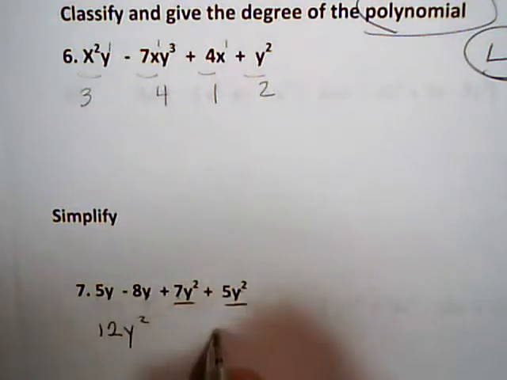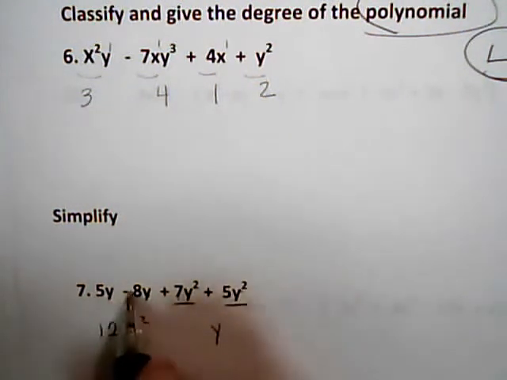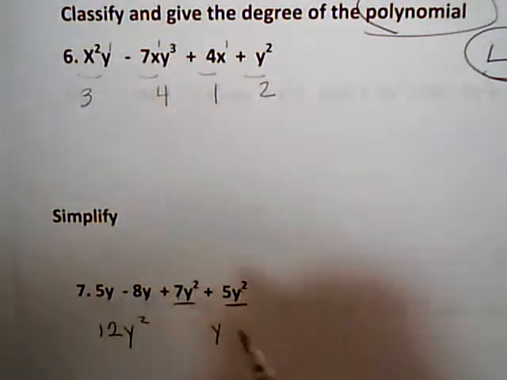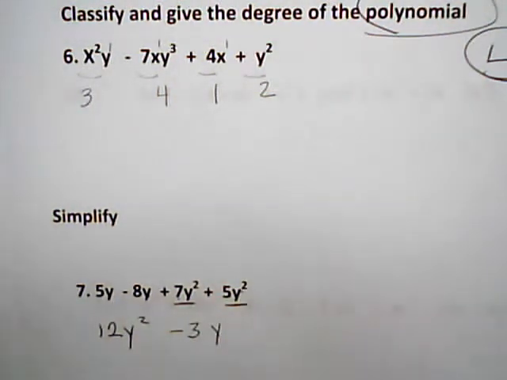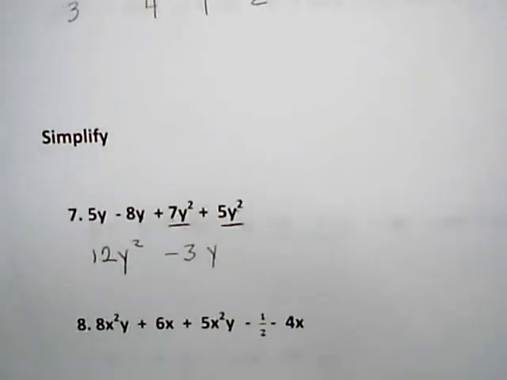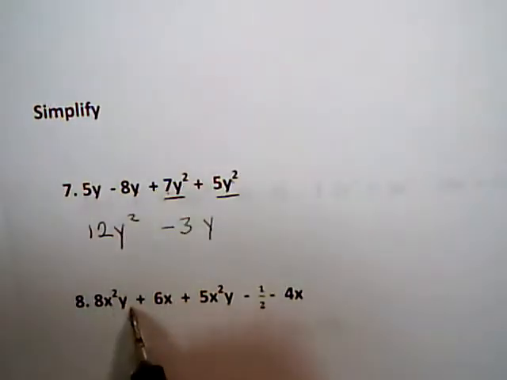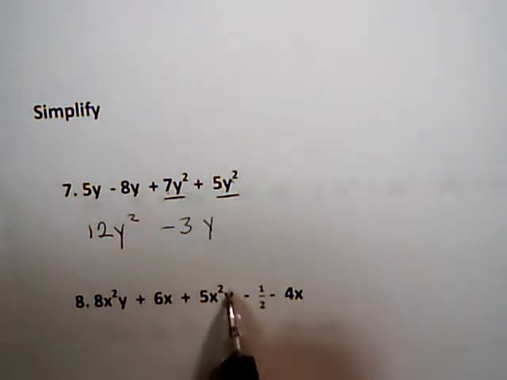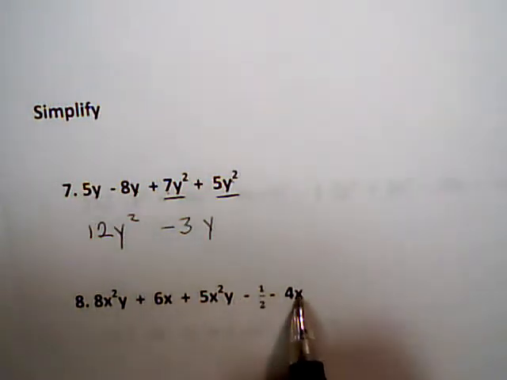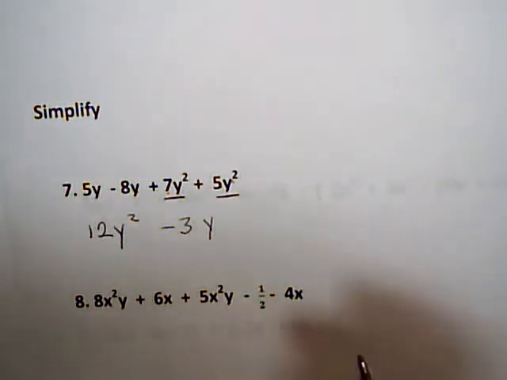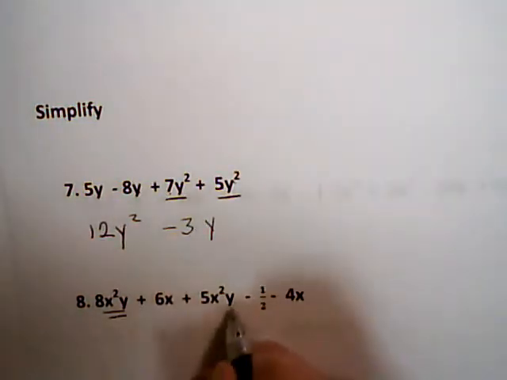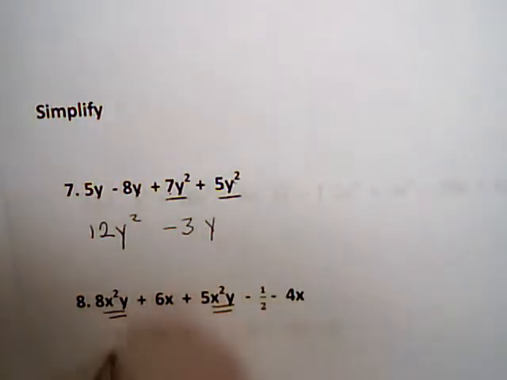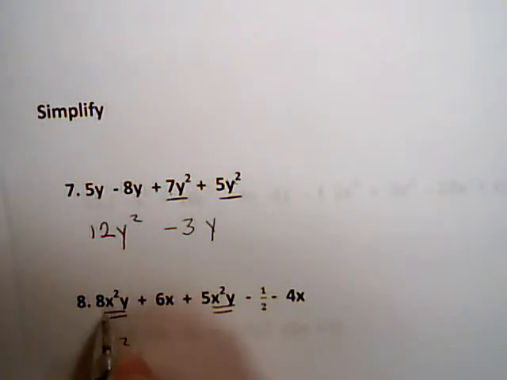Then I have y's, and I have 5 minus 8. Remember, signs are different. You subtract, take the sign of the larger number, negative 3y. And now this is decreasing for y. Degree of 2, degree of 1. All right, now we have x squared y, we have x squared y, we have a constant, and we have x. So I'm going to go decreasing for x. So I'm first going to be looking at x squared y terms. There'll still be x squared y terms, but 8 plus 5 is 13.